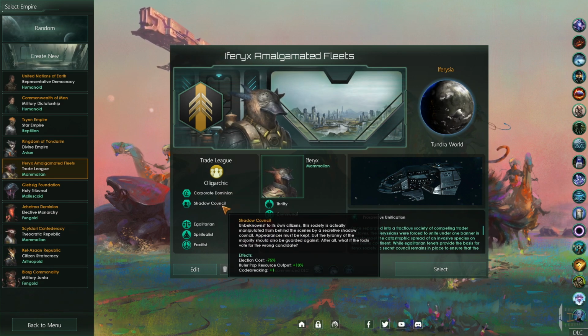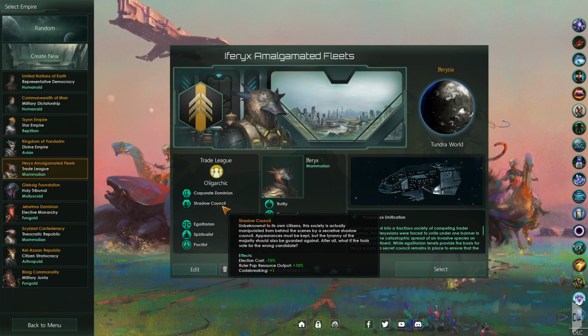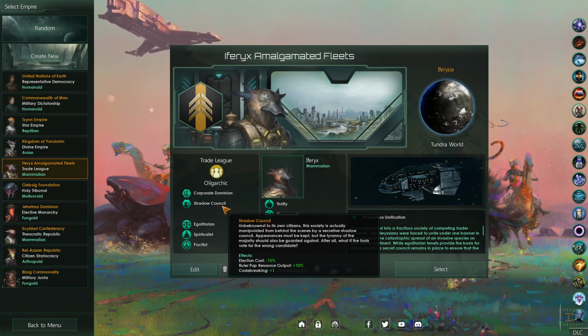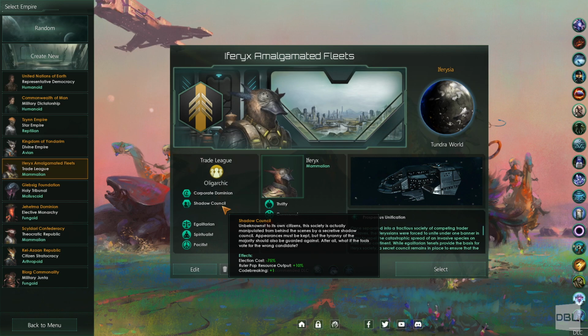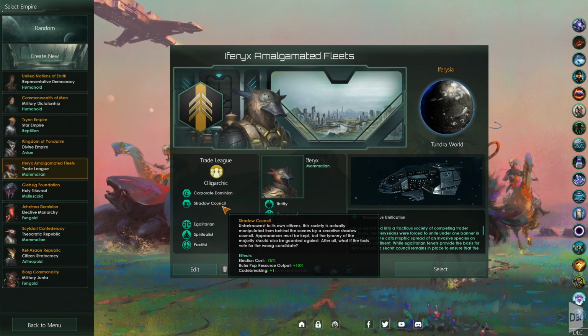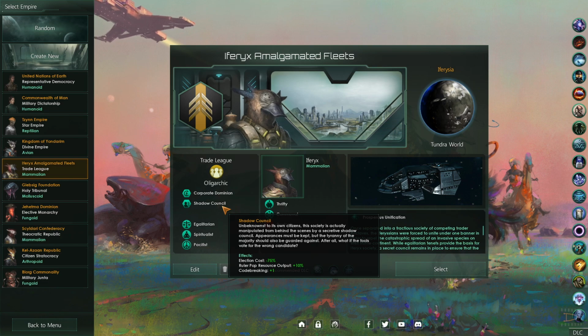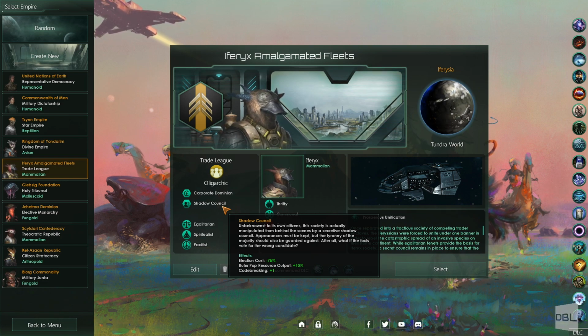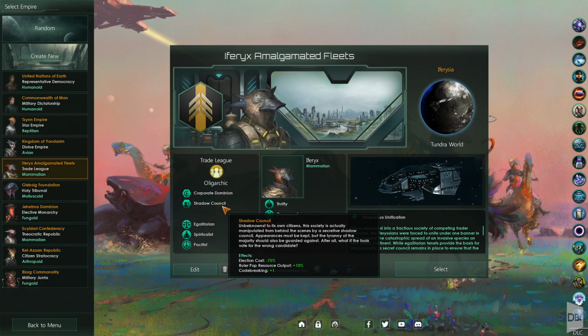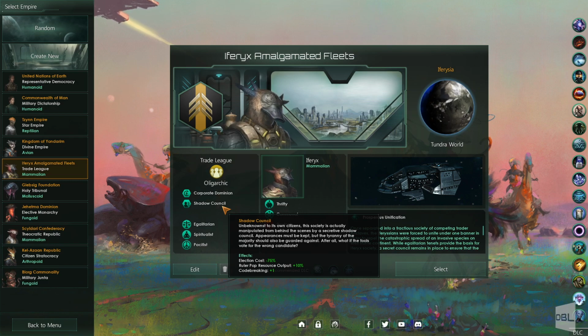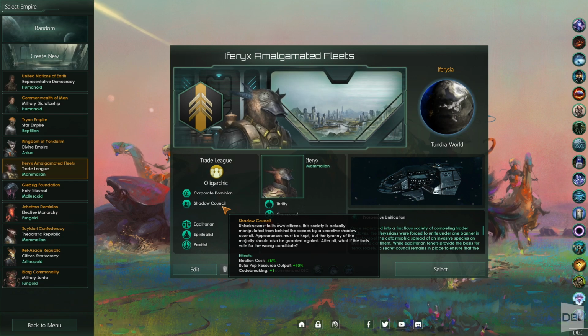Okay. Shadow Council. Unbeknownst to its own citizens, the society is actually manipulated from behind the scenes by a secretive Shadow Council. Appearances must be kept, but the tyranny of the majority should also be guarded against. After all, what if the fools vote for the wrong candidate? Yeah. We're just trying to protect you from the fools. We wouldn't want you to accidentally elect the wrong candidate, because there is a right one. Was that illusion of choice?